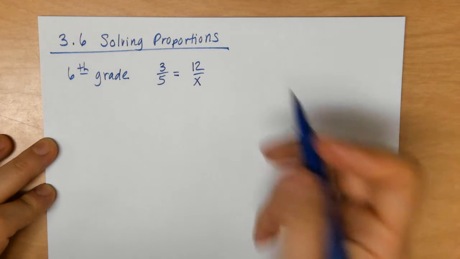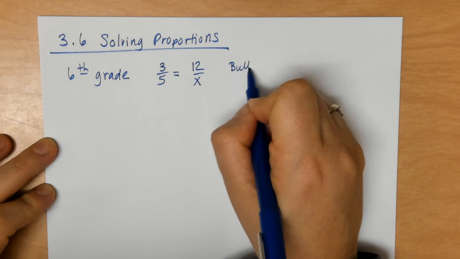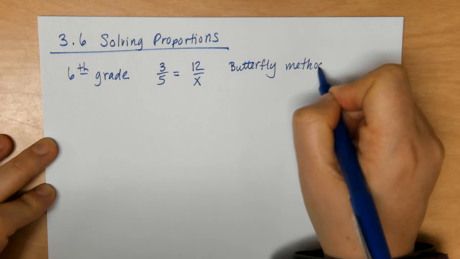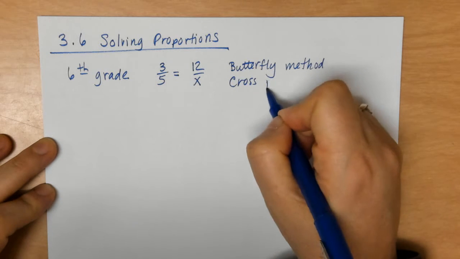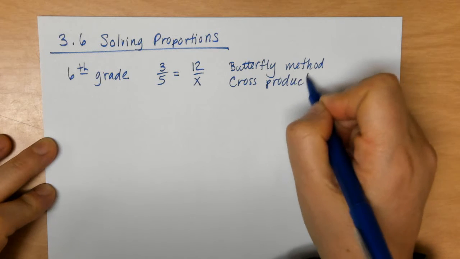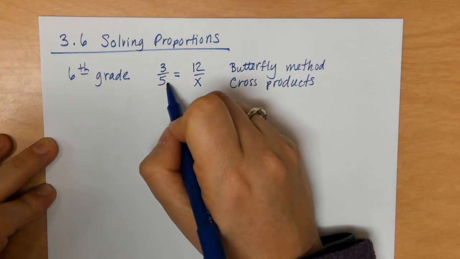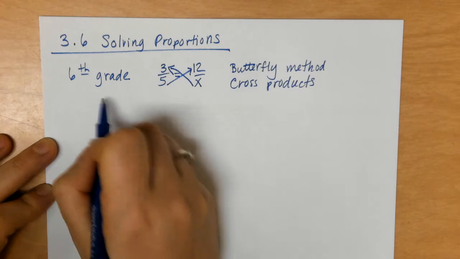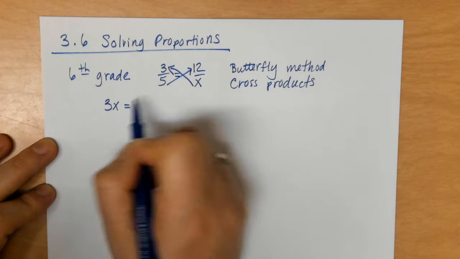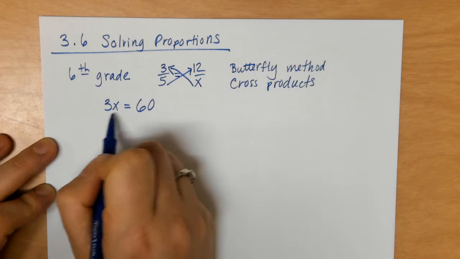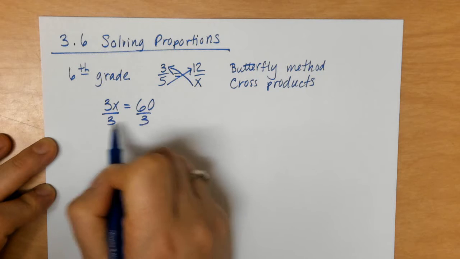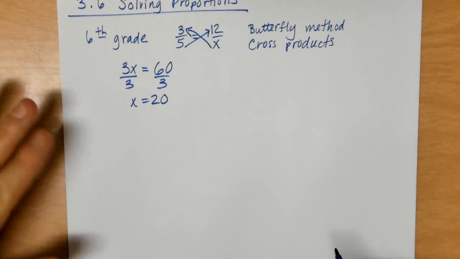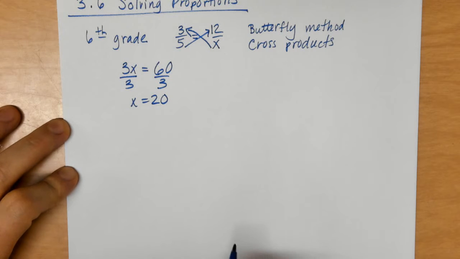Remember that? And you may have heard of the butterfly method, or cross products. Either way, you took the bottom number and multiplied it with the top number on the other side. So if you solve this, you have 3x equals 5 times 12 is 60. Divide both sides by 3, and x is equal to 20, right? So that was from 6th grade, but we're going to be adding some extra steps today.